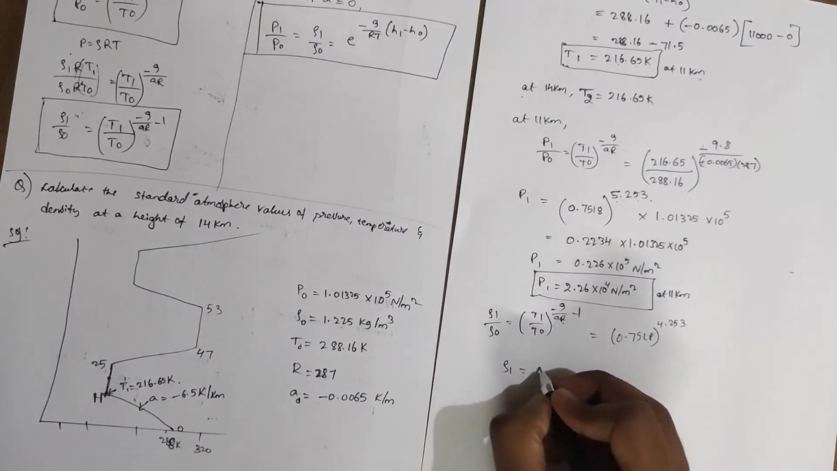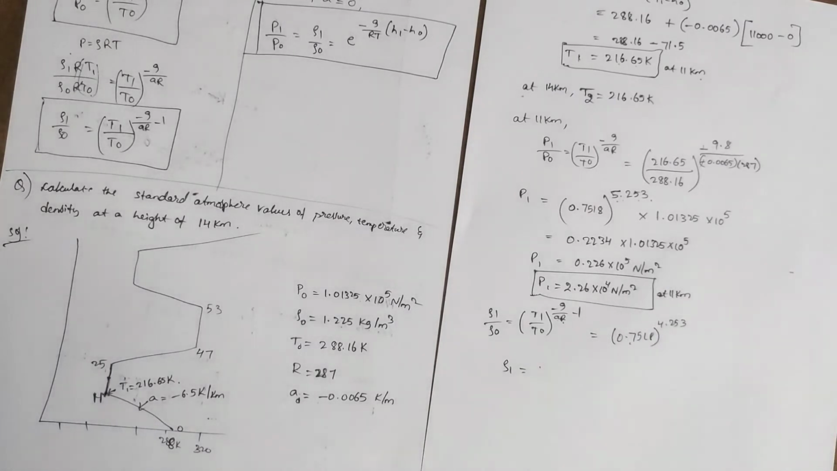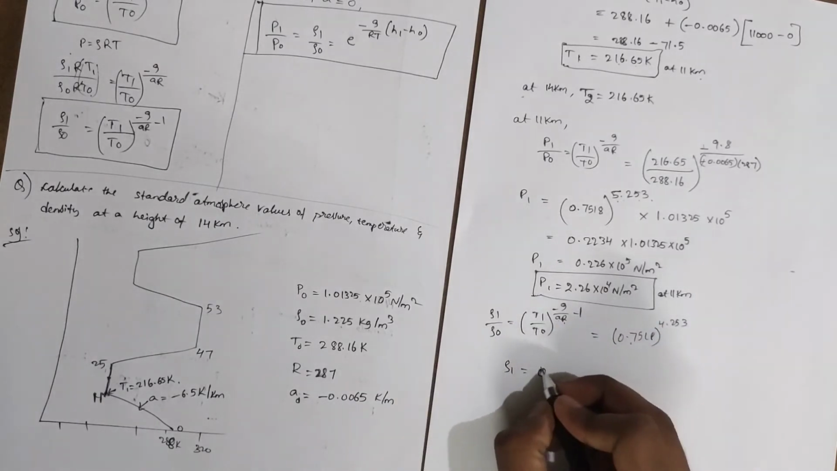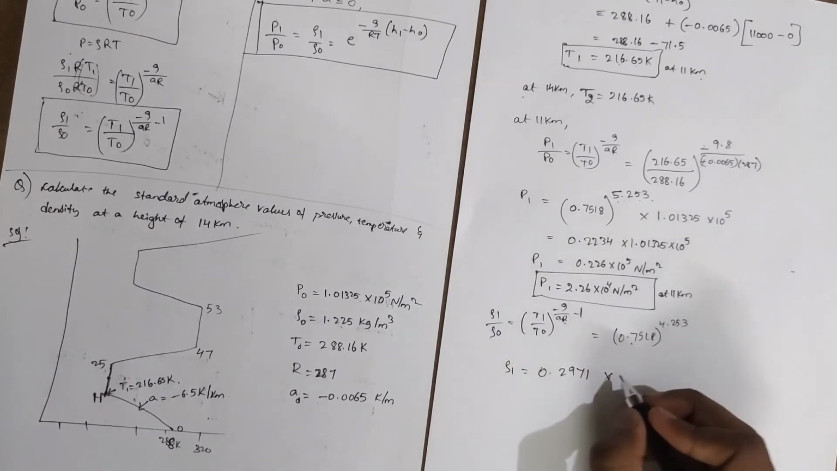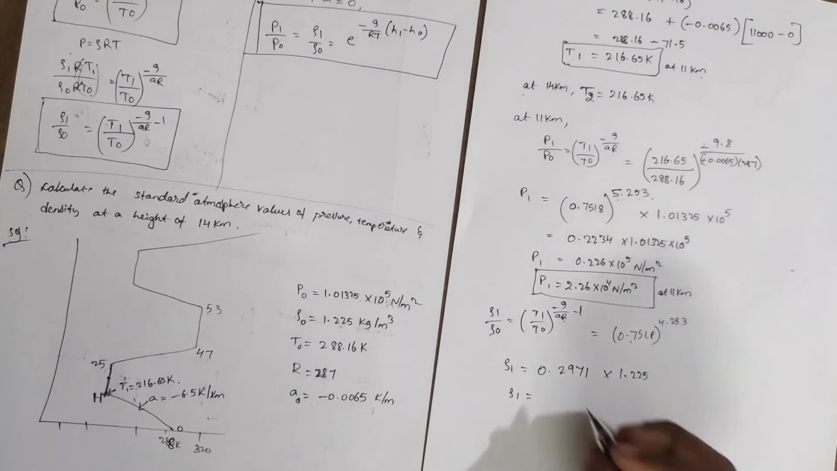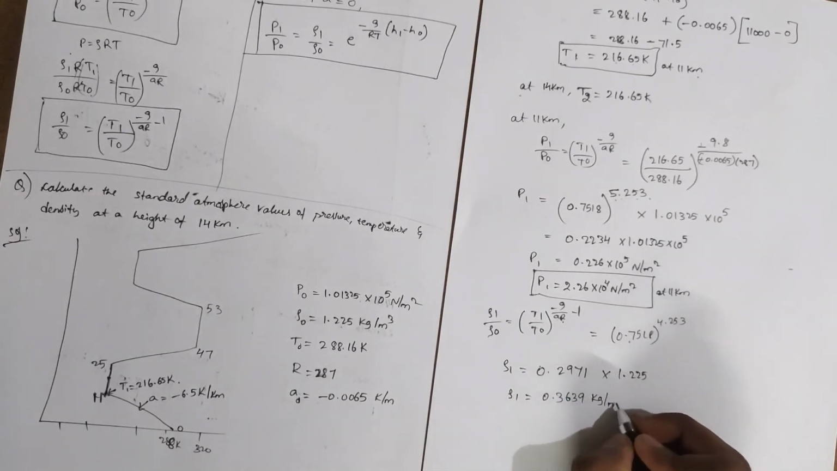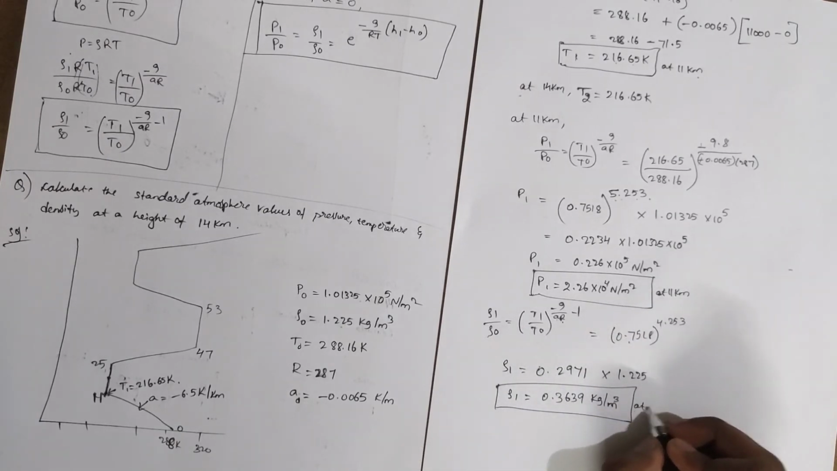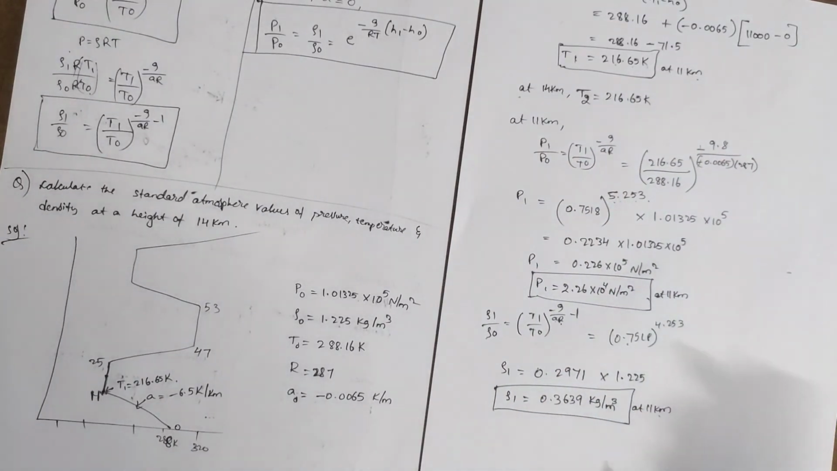So rho 1 is equal to 0.7518 whole power 4.253, which is 0.2971, into rho 0 value, we need to multiply 1.225. So rho 1 becomes 0.3639 kg per meter cube. So we have calculated temperature, pressure and density at 11 kilometers.